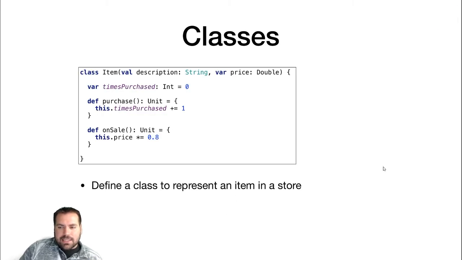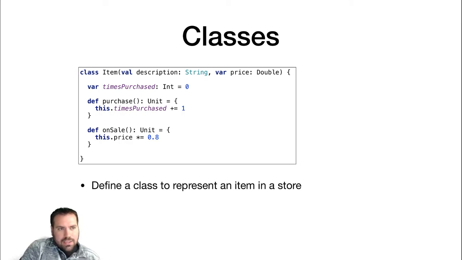You can't have main methods in classes. Main methods have to go in objects in Scala. So even if you write a class, if you want a main method, like if I have this class defined and I want to write a main method, I would say below the class, after the class definition, object item, and then write my main method down there.